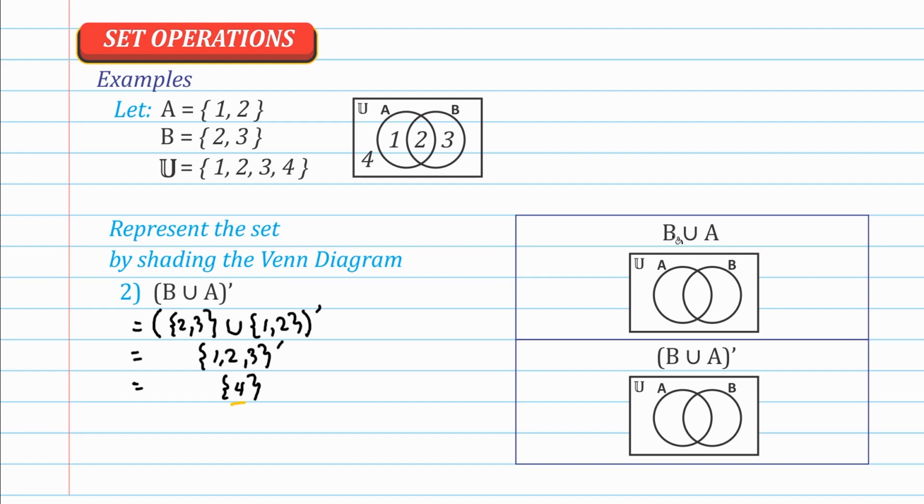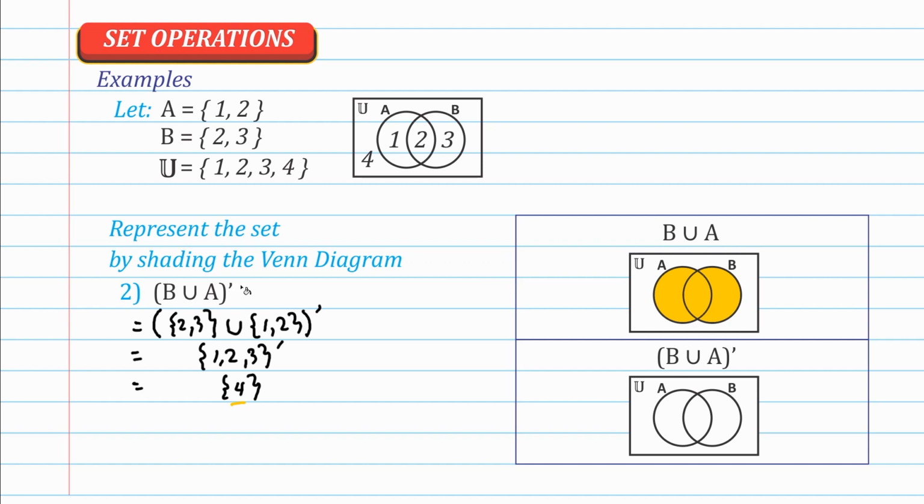So first, shade B according to this. Shade B. There you go. And then, union means you shade A as well. Shade A. But this is already shaded, so leave it as it is. Okay, B union A done. What do we do next? B union A prime is the next step.